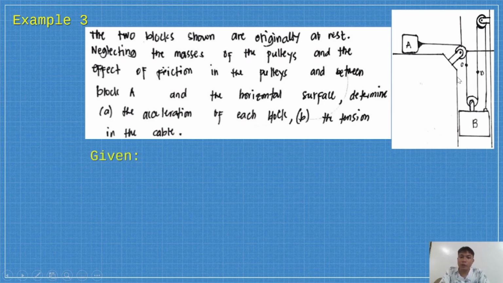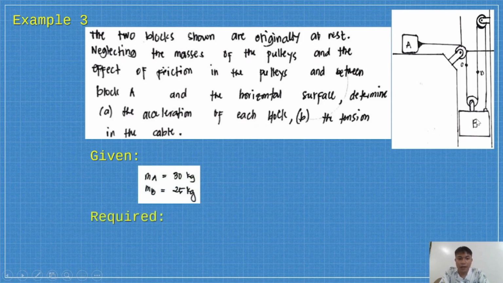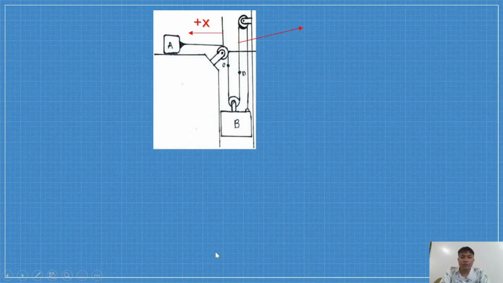Now the given: the mass of block A is 30 kg and the mass of block B is 25 kg. The required are the accelerations of both block A and block B, and also the tension of the cable, which is T. We need to identify and express our diagram so it is clearer. So we choose our axes: to the left is positive and downward is negative.